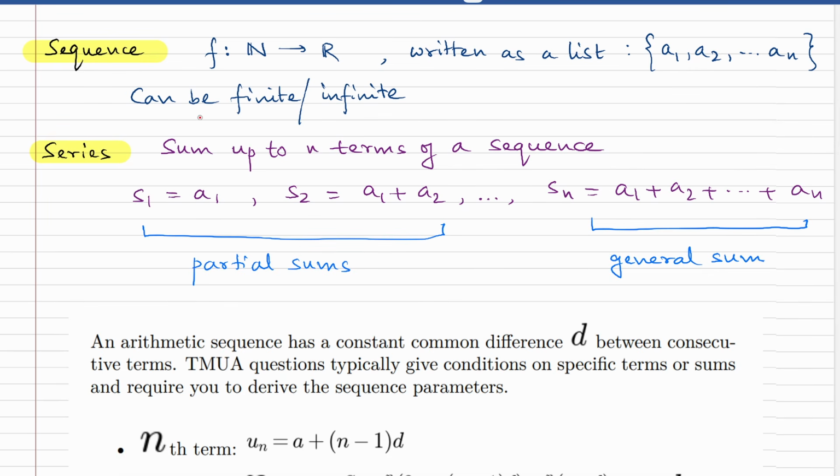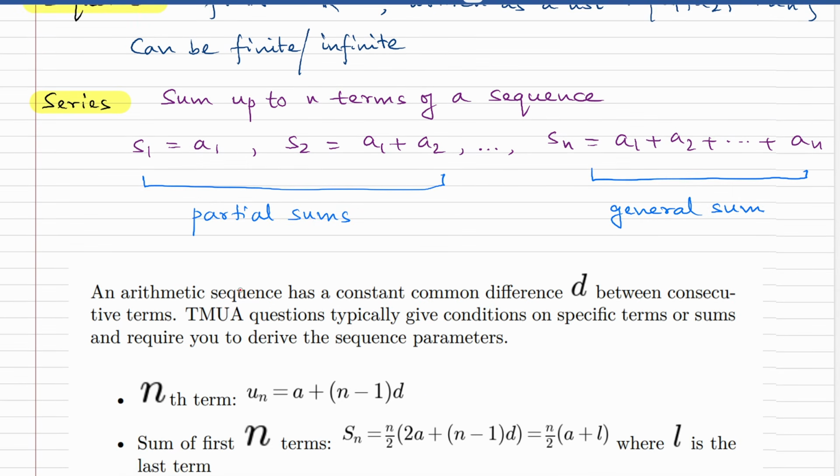So a sequence can be both finite and infinite, and the difference between a sequence and a series is that a sequence is just the list of terms, while a series is the sum up to n terms of a sequence. You would designate the first term of the series, S1, as a1, the first term of the sequence. S2, the second term of a series, would be a1 plus a2, the sum of the first two terms of the sequence. Similarly, Sn for a finite series will be the sum of all terms of the sequence from 1 to n. Now, when we calculate Sn, this is known as the general sum, and any other S with its subscript less than n will be known as partial sums.